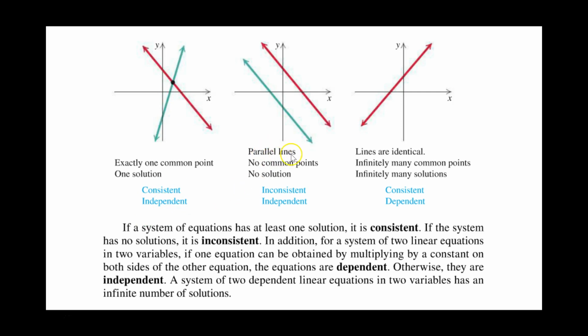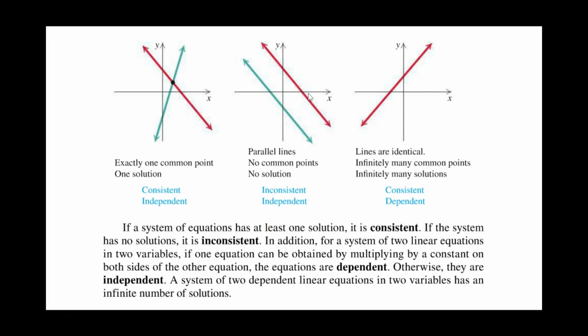Sometimes you'll get parallel lines. As you can see, they will never intersect. This is why we call it no common points, and this is why we call it no solution. We won't have a solution to this because you can see the green and the red line will never meet. So this is inconsistent and independent.